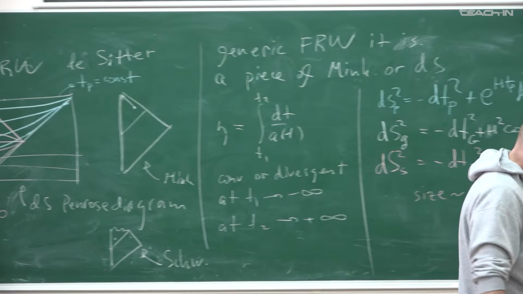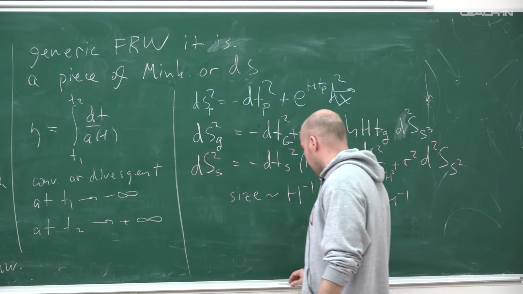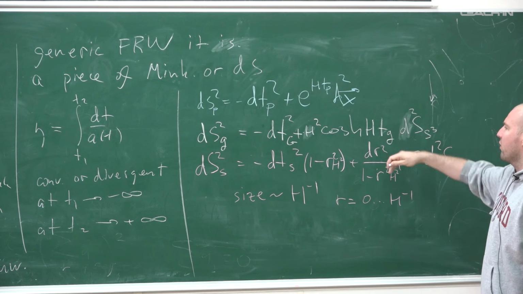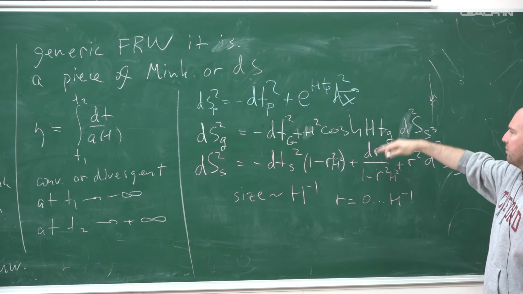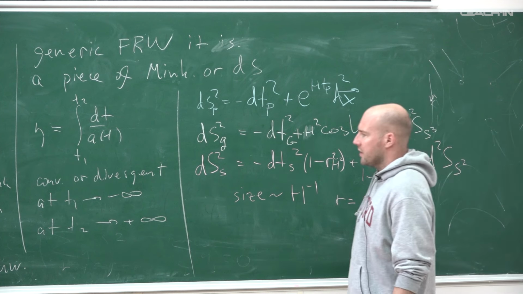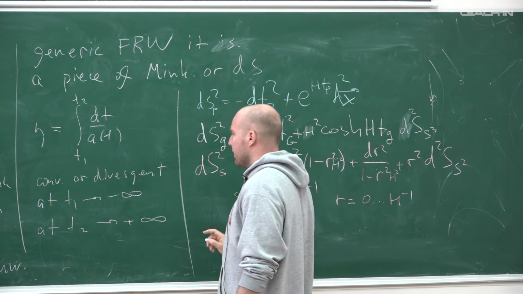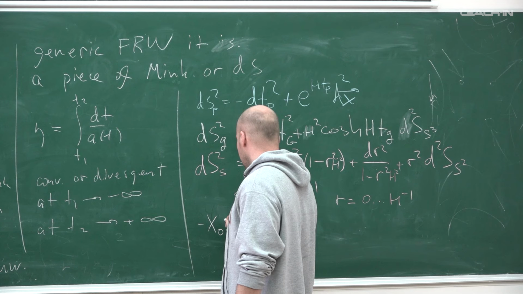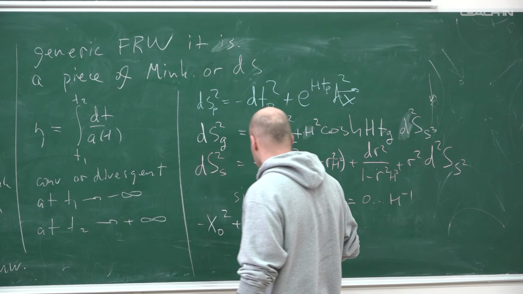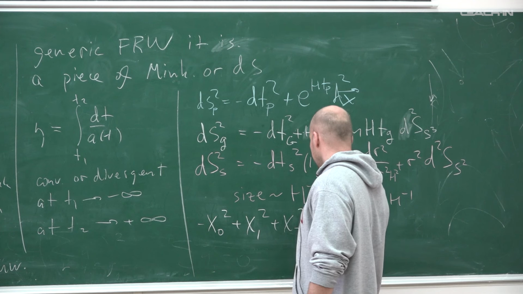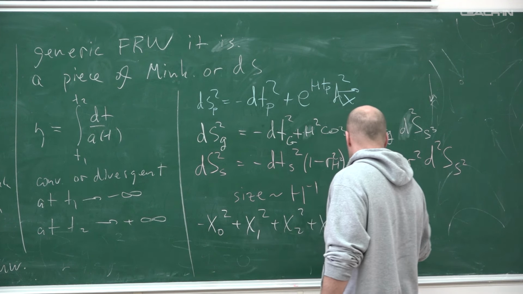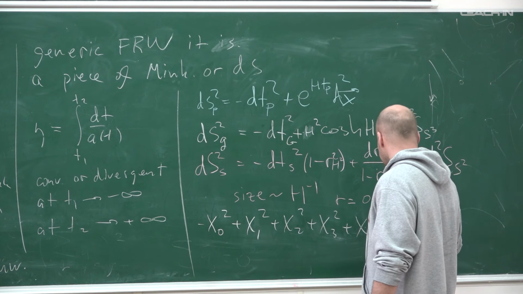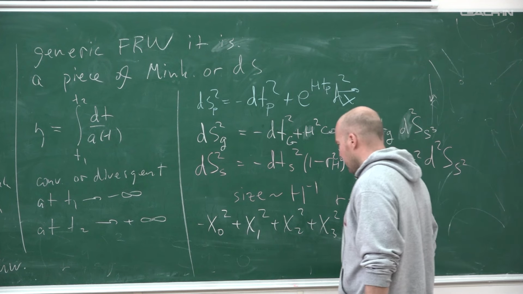Very good. So we wrote these metrics, and they look quite different. One can check that all the curvature invariants agree and find explicit maps between those metrics. The easiest way to do it is through the embedding. So we can embed de Sitter space into the 5-dimensional Minkowski space, with this thing equal to 1.